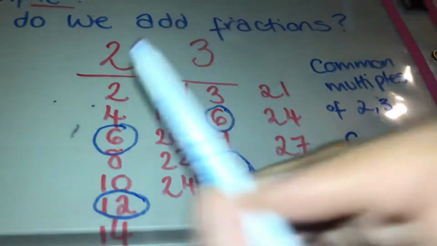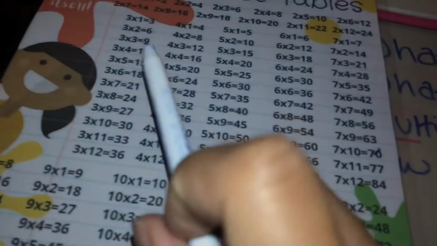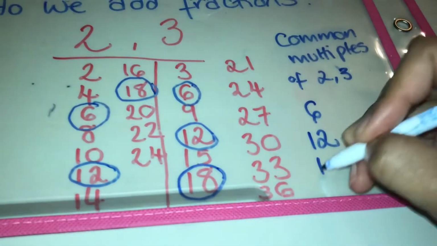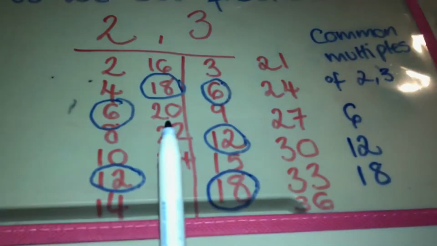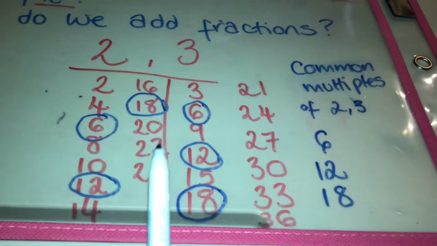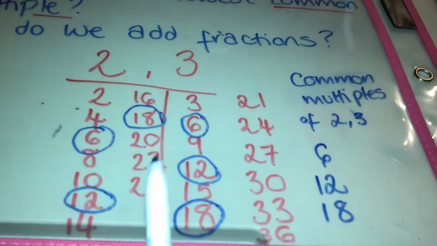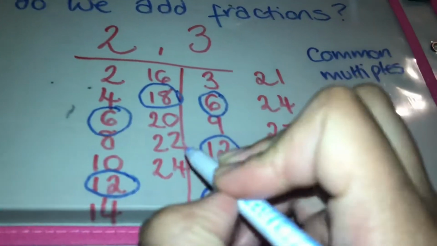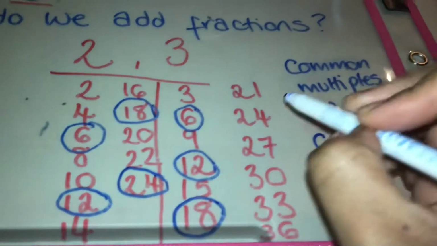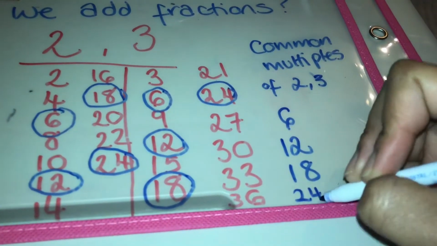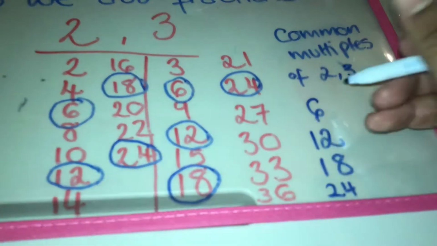What about 18? 3 times 6 is 18. Let me see if I'm telling you any lies. No. So 3 times 6 is 18. So 18 would be the next one. All right, 20. Is that in the 3 times table? No. Is 22 in the 3 times table? No. Is 24 in the 3 times table? Yes, I can see it here. 2 times 12 is 24, and 3 times 8 is 24. These are our common multiples of 2 and 3.